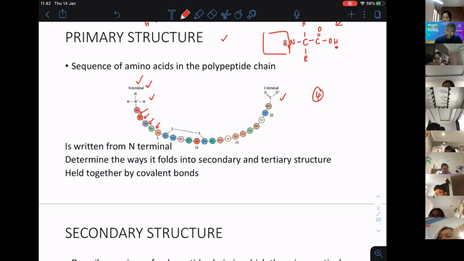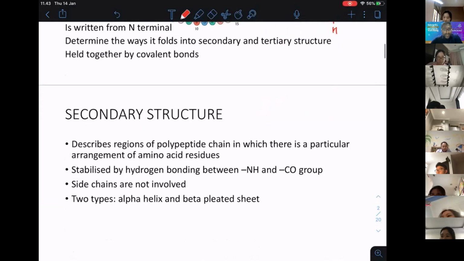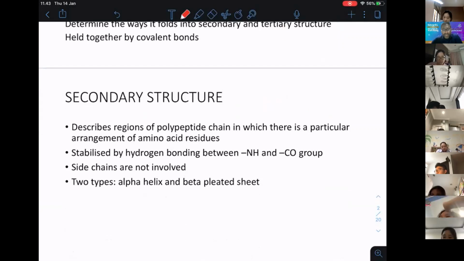This is between here and here. That is nitrogen, and they have this peptide linkage. They are bonded with covalent bonds. Carbon and nitrogen is a covalent bond. So all these are covalent. Here we have the secondary structure. The secondary structure determines the areas of the polypeptide chain with a particular arrangement of amino acid residues, and it is stabilized by hydrogen bonding between NH and CO groups.